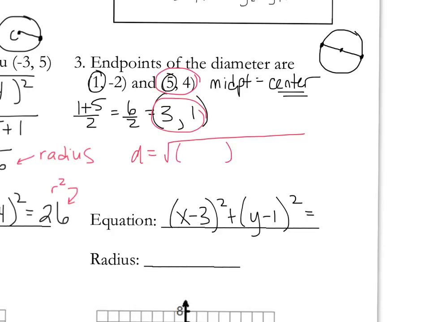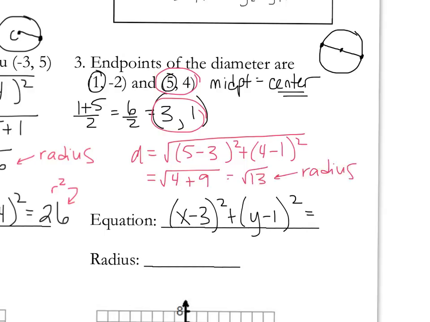So again, it starts out as parentheses squared plus parentheses squared. I'll subtract the x values, so 5 minus 3, and then subtract the y values, 4 minus 1. That gives me the square root of 2 squared, which is 4, and 3 squared, which is 9. Radical 13 is the radius. That means r squared is 13. Okay, and that means my radius, like I already drew an arrow to up here, is radical 13.